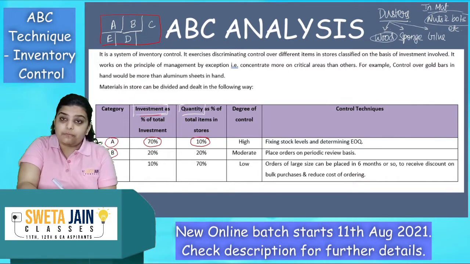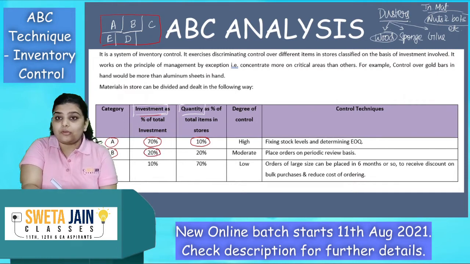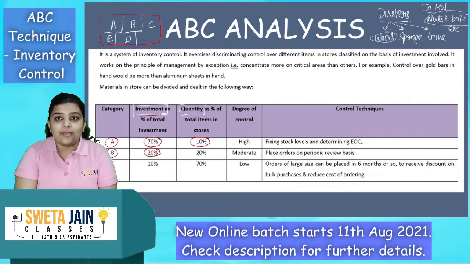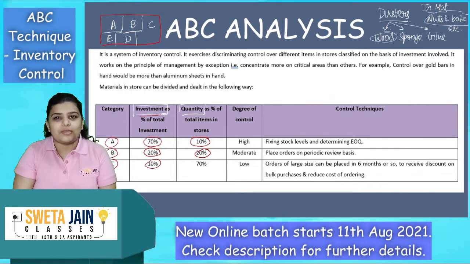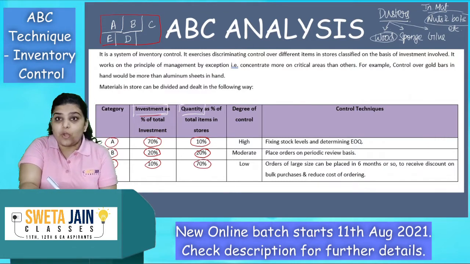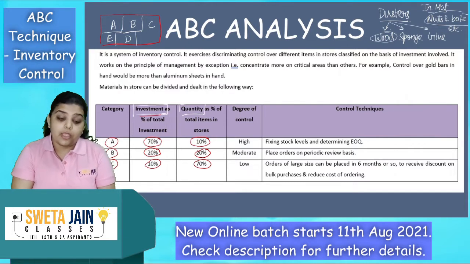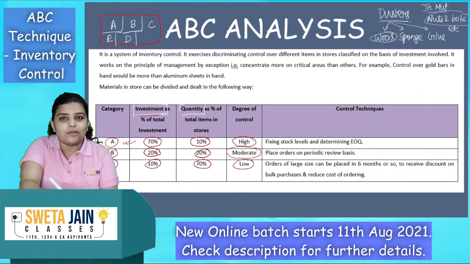Similarly, if we go to category B, ABC analysis says that in category B, 20% of the total investment goods should come to category B, and the quantity will also be 20%. Similarly, category C will have 10% of the total investment. These will include nuts and bolts and all these things where the investment is very minimal, and the quantity will be 70%. Why? Because we are making bulk purchases in this. So now coming to the degree of control, since the investment is high for category A, it will be high control. B, moderate control, and C will be low control.